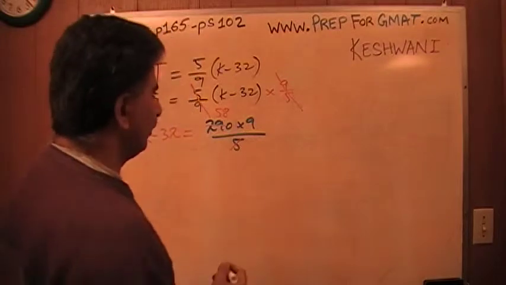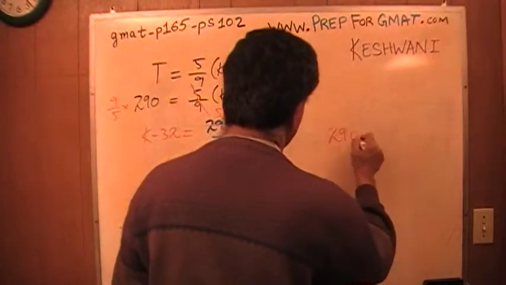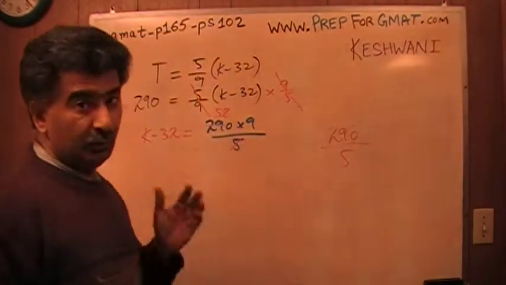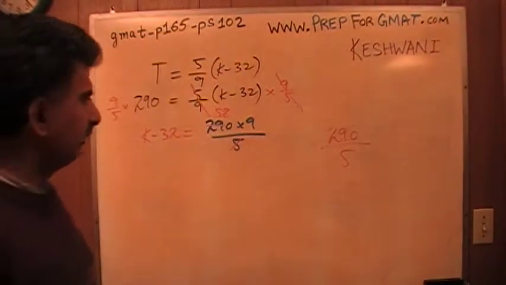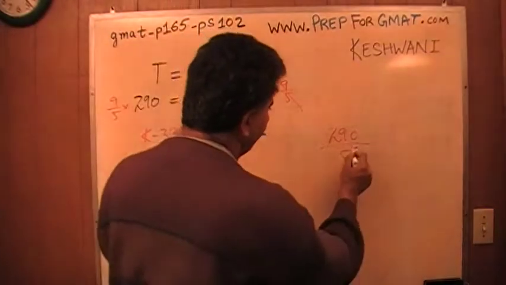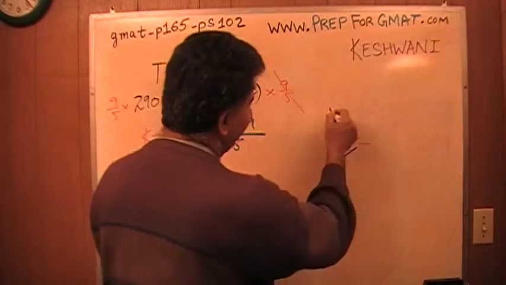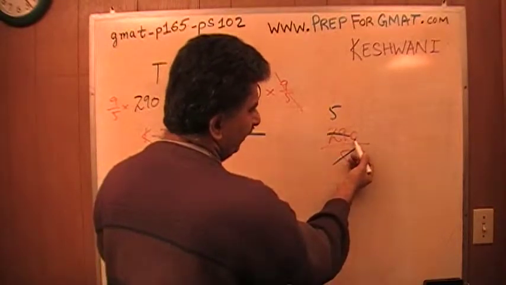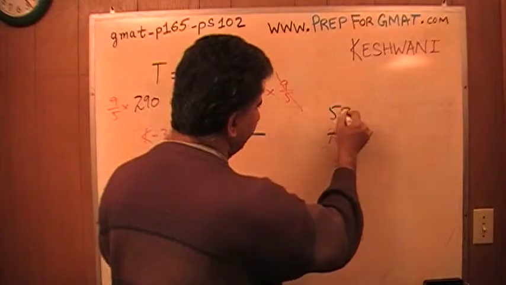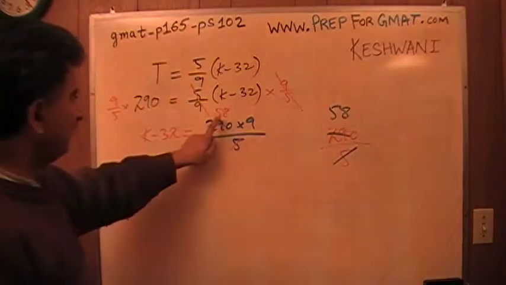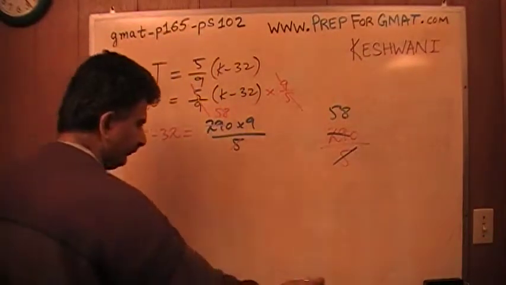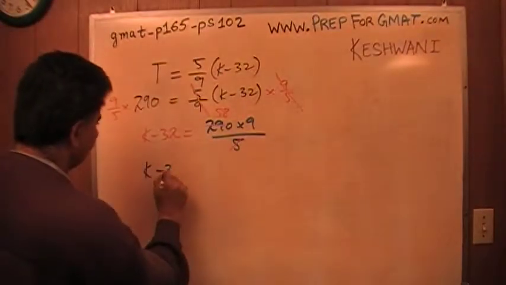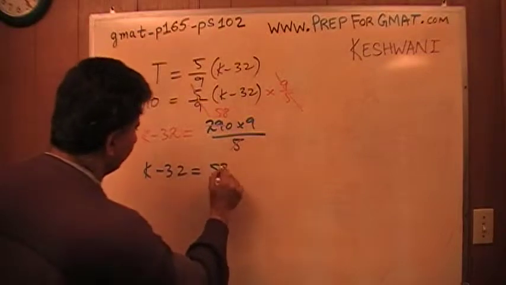So let me explain one more time how I would divide 290 by 5 in the exam. And for those of you who know this already, you will find it boring, but bear with me. So it's 290 divided by 5. 5 goes into 29 5 times, but this is 29. That means I have 4 left over. That 4 comes over here, it becomes 40. And then 5 goes into 40 8 times. So basically what I'm dealing with is 58 times 9. So k minus 32 simply equals 58 times 9.